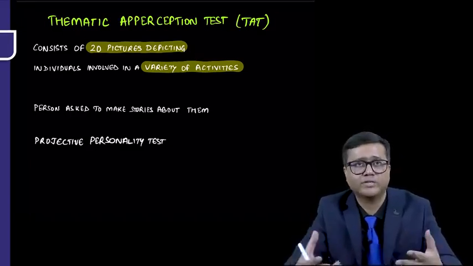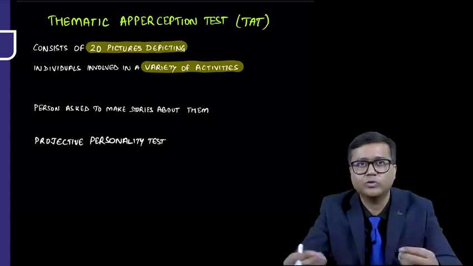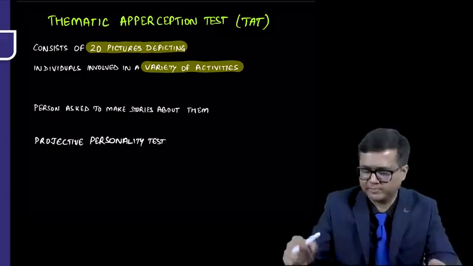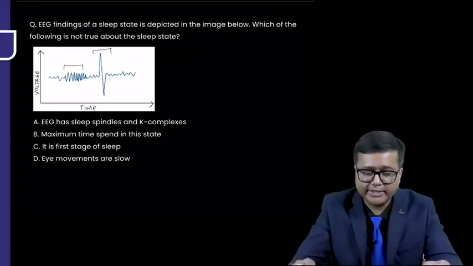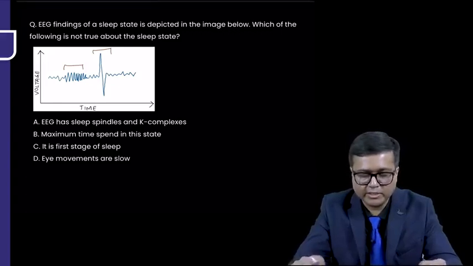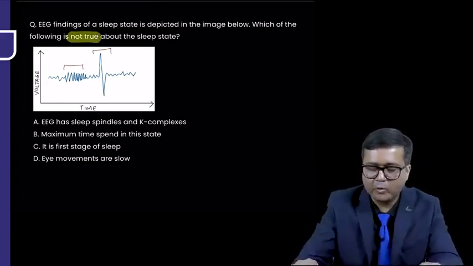Again, these are projective tests, these are subjective tests which we use in assessment of personality and for psychodiagnostic uses. Next question is, EEG finding of a sleep state is depicted in the image below. Which of the following is not true about the sleep state?